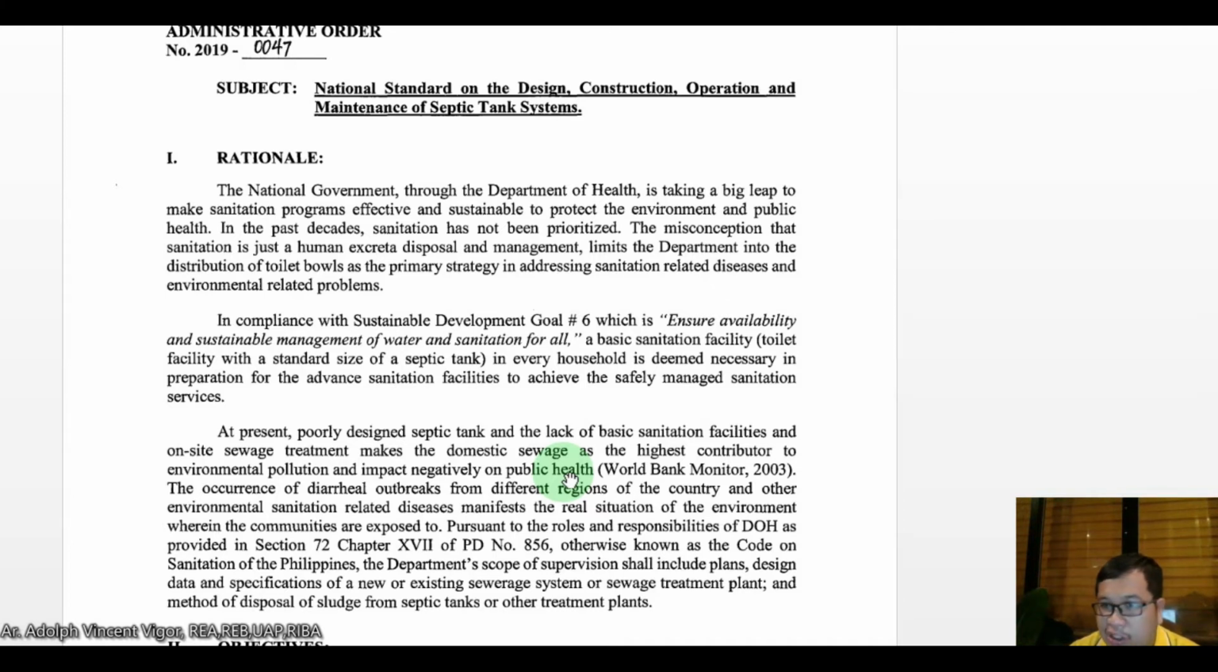So, pursuant to the roles and responsibilities of the DOH as provided in Section 72, Chapter 17 of PD number 856, otherwise known as the Code on Sanitation of the Philippines, the department's scope of supervision shall include plans, design, data, and specifications of a new or existing sewage system or sewage treatment plant, and method of disposal of sludge from septic tanks or other treatment plants.